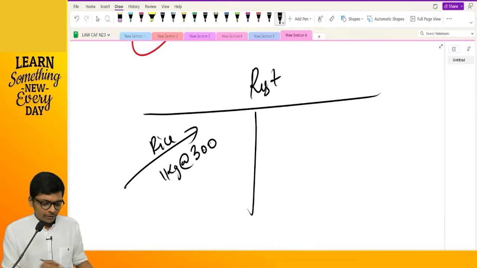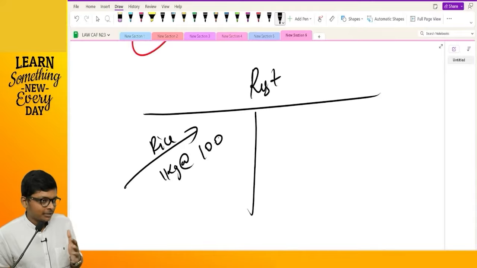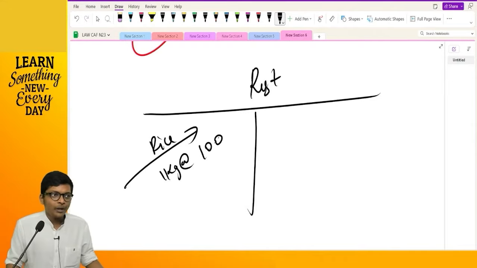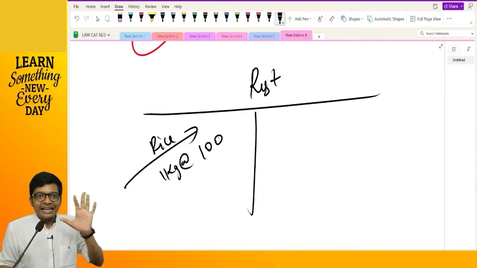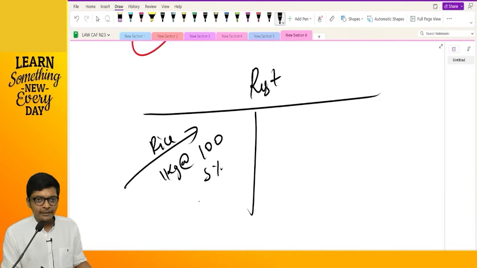Okay, how much is basmati rice? 1 kg of basmati rice is 100. Let me assume GST is 5%. How much is the GST? So totally he will pay 105.